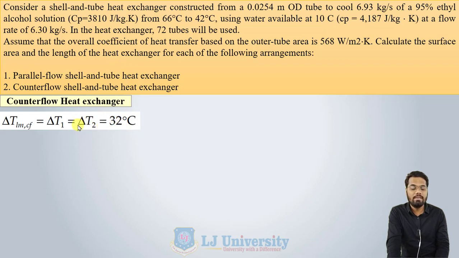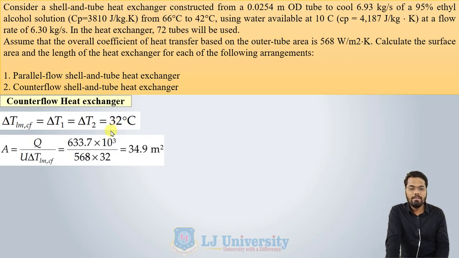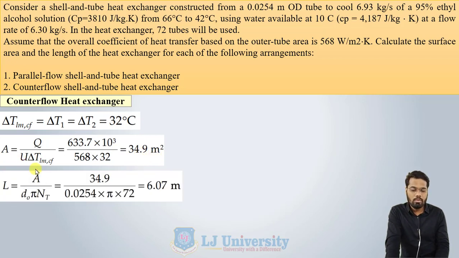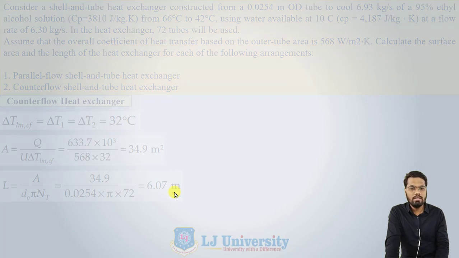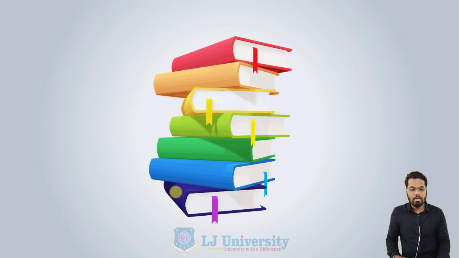So whenever delta T1 is equal to delta T2 for the counter flow arrangement, the delta Tm, the logarithmic mean temperature difference, is going to be the same as either delta T1 or delta T2, so that is 32 degrees Celsius. Now we know the value of delta Tm, the value of U is already given in the question, and we know the value of Q, so we can easily calculate the area, which is 34.9 meters square. Now using the equation for the length, area is pi dl into the number of tubes, 72. So from this equation, the length would be 6.07 meter. So this is the numerical of the parallel flow and counter flow heat exchanger.